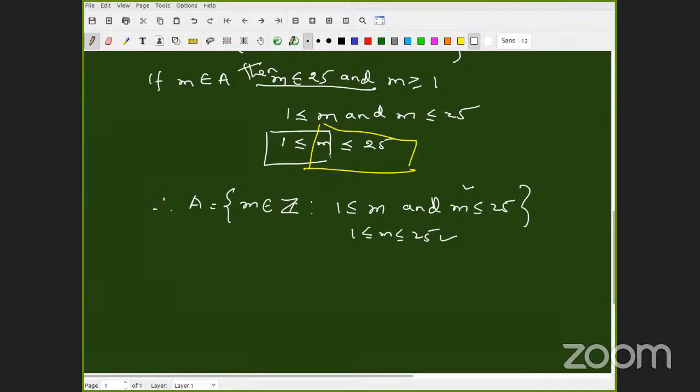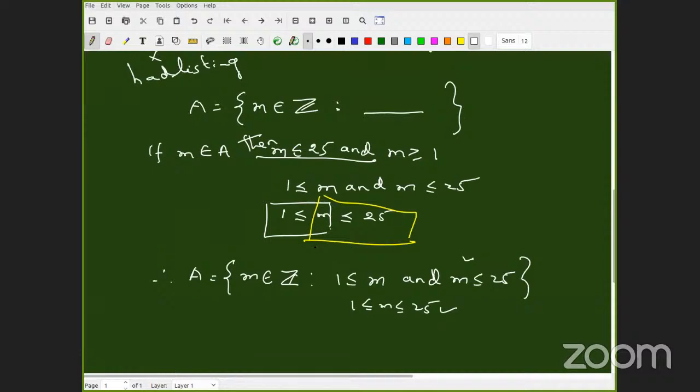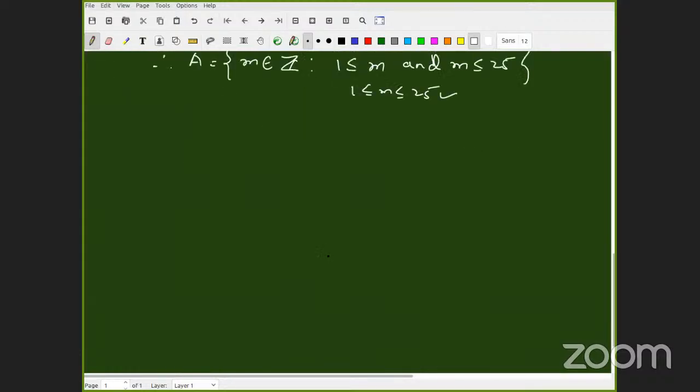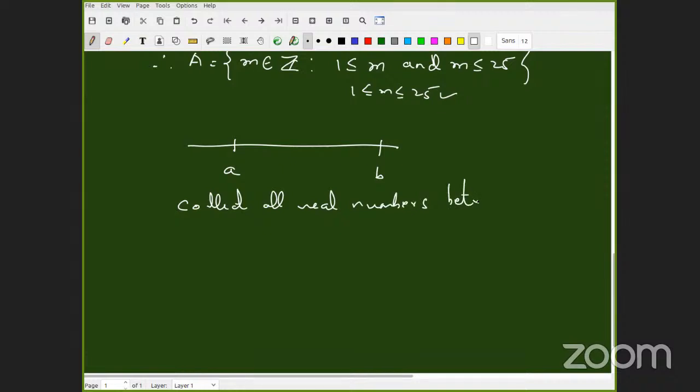I'll clear all the feedback. Let's now do like this. Now let's collect all the real numbers between A and B. I don't know what A is, what B is, but all I know is A is less than B from the pictures. Collect all the real numbers between A and B.